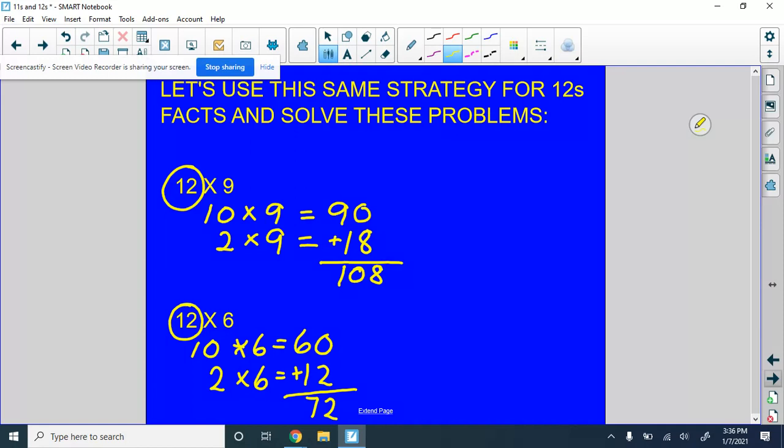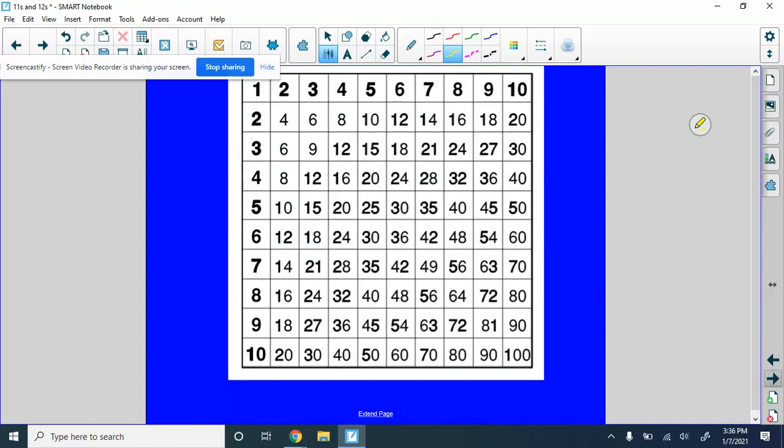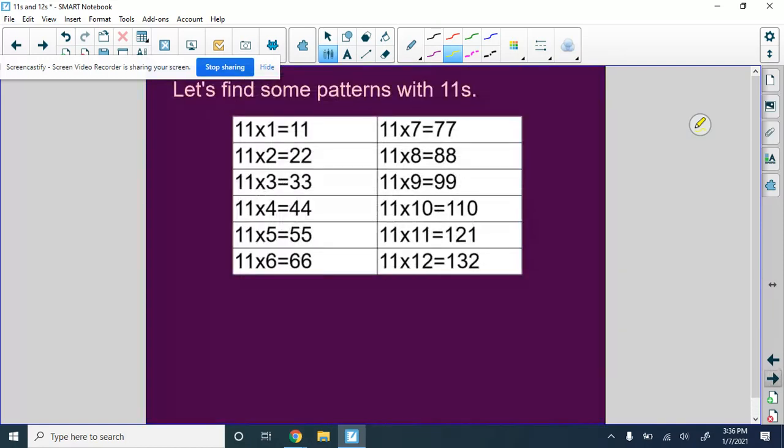But now let's go to something else. Let's take a look at our 11s facts and let's take a look at our 12s facts and see if we can find some patterns in our 11s and our 12s. And I bet you already know this, many of you already do, that if you notice the products in the 11s facts, 1 and 1 and 2 and 2 and 3 and 3 and 4 and 4 and 5 and 5 and 6 and 6 and 7 and 7 and 8 and 8 and 9 and 9, it works all the way up to 11 times 9.